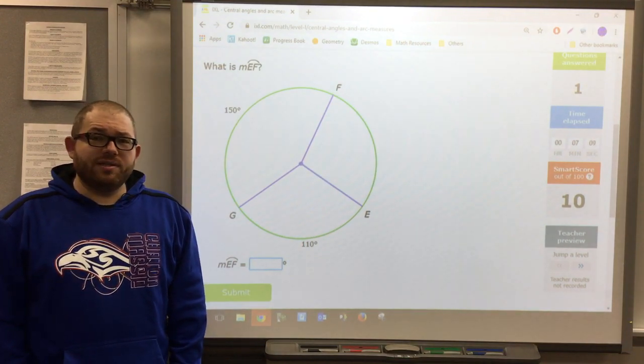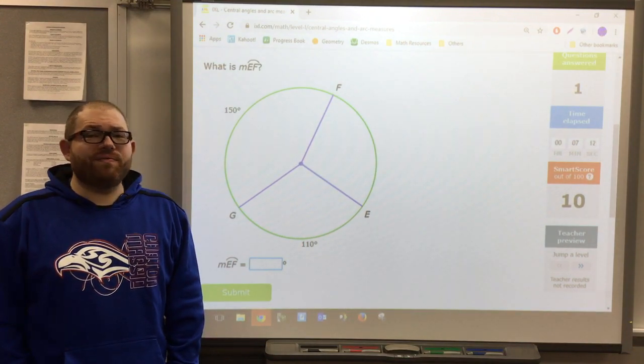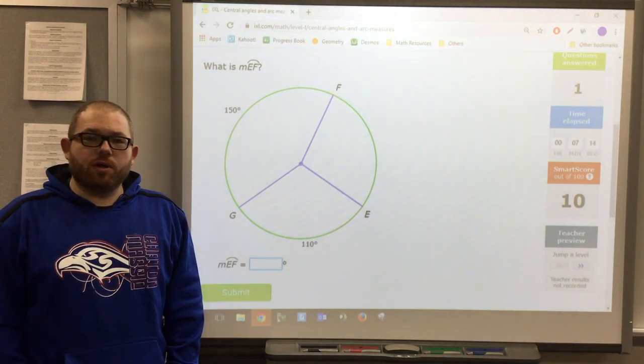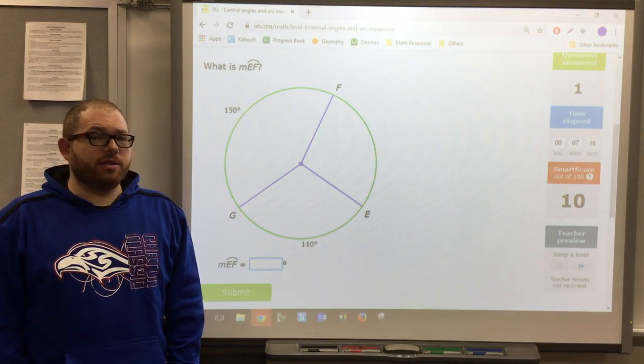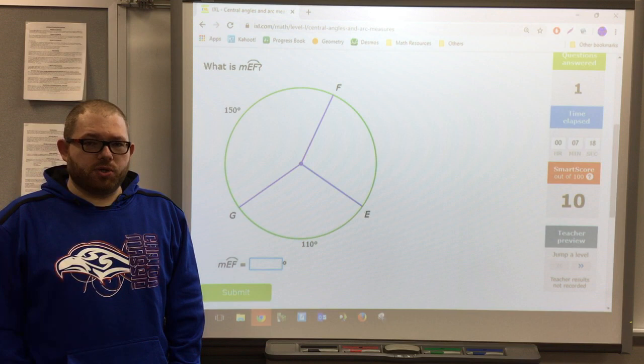All right, geometry, this is section 2 of week 5. In this section, we're going to look at angle measures as well as arc measures inside a circle.